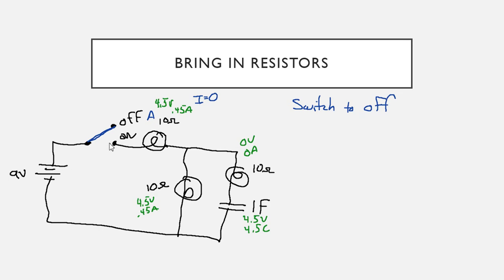So initially, as soon as we take the switch to off, the path through A is gone. We need a complete path of current flow. There is no complete path, so that means the current through A equals 0. And according to Ohm's law, if the current is 0, then the voltage is 0, and therefore the power is 0, which means as soon as I take this switch off, A goes off instantly.